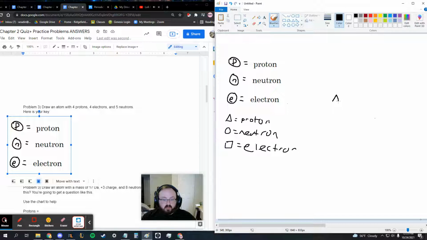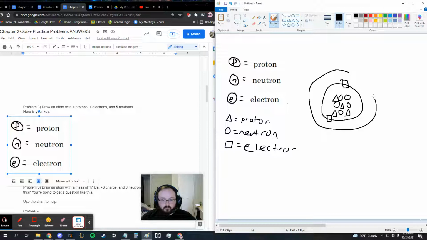So our protons, I'm actually just going to use this because it's easier to draw in here. We got 4 protons. We got 5 neutrons. And we have 4 electrons. So this is the most simple. This is the simplest question that you would have, something like this.